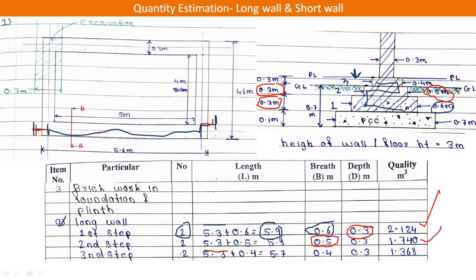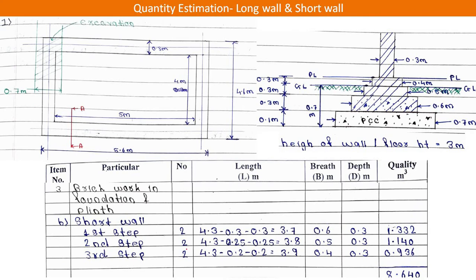Similarly for the third step, the number of long wall is 2, the center length of the long wall is 5.3 meter, and the width of the third step is 0.4 meter. So 0.4 by 2 here and 0.4 by 2, which comes as 5.3 plus 0.4, which is 5.7, and you will get the quantity as 1.368 meter cube.